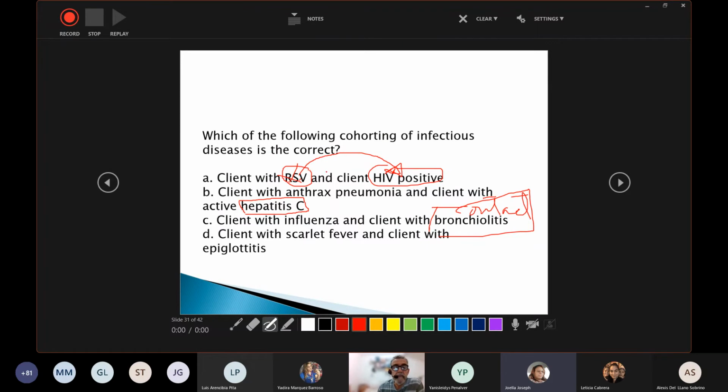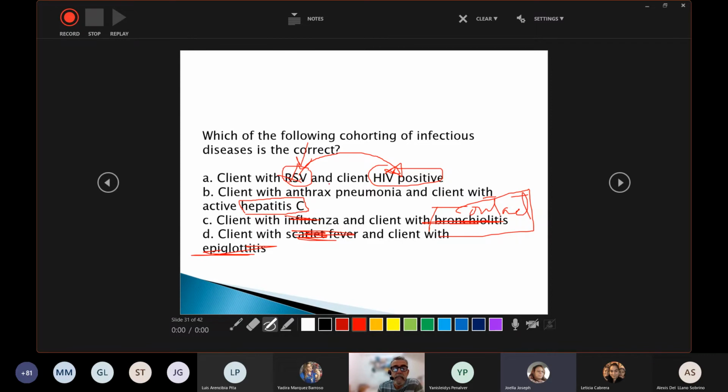So in this case, does RSV require isolation? Yes, cannot be cohorted. Bronchiolitis must be isolated? Yes, cannot be cohorted. Influenza must be isolated, cannot be cohorted. Scarlet fever must be isolated, cannot be cohorted. Epiglottitis must be isolated, cannot be cohorted.